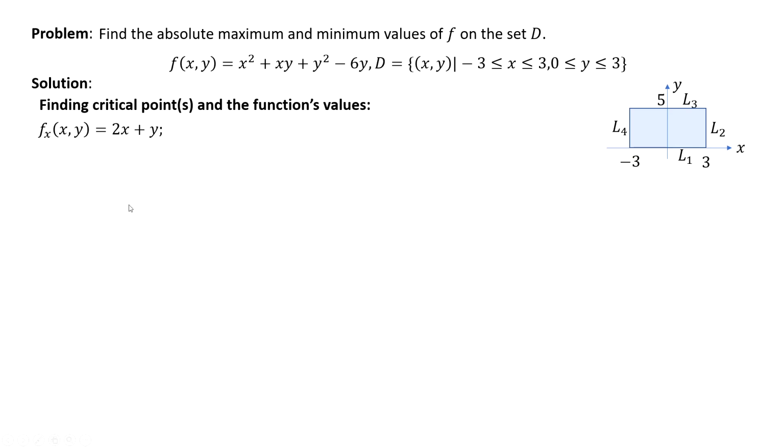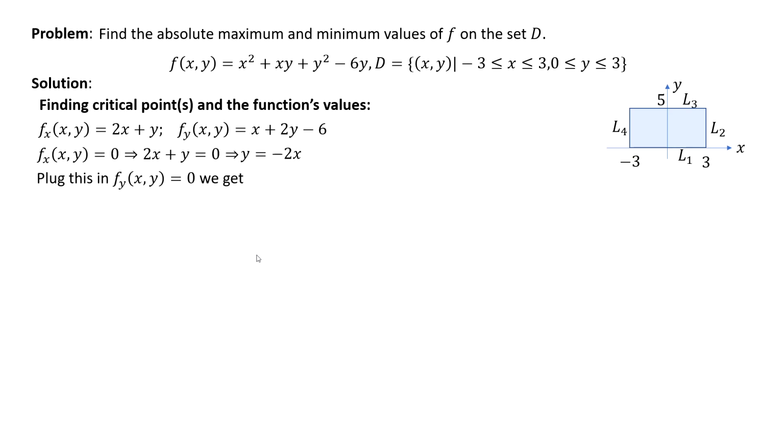We have done this before. And also figure out f sub y. Set f sub x equal to 0 and you get this condition. Use this condition and plug into setting f sub y equal to 0. So x plus 2 times negative 2x minus 6. So that gives us x to be negative 2. And also, since y is negative 2x, we get y equals negative 2 times negative 2, which is positive 4. Are we good? All right.